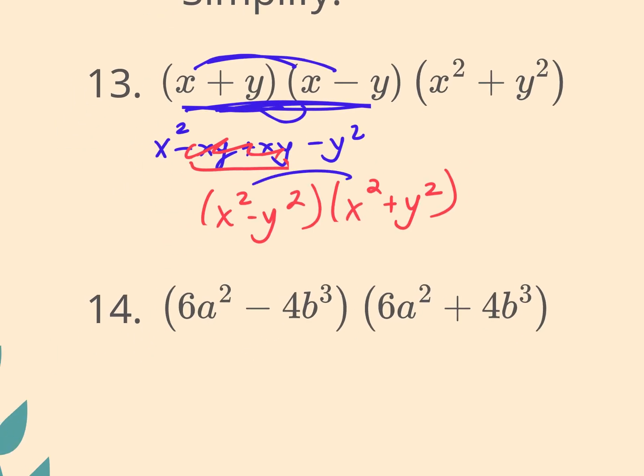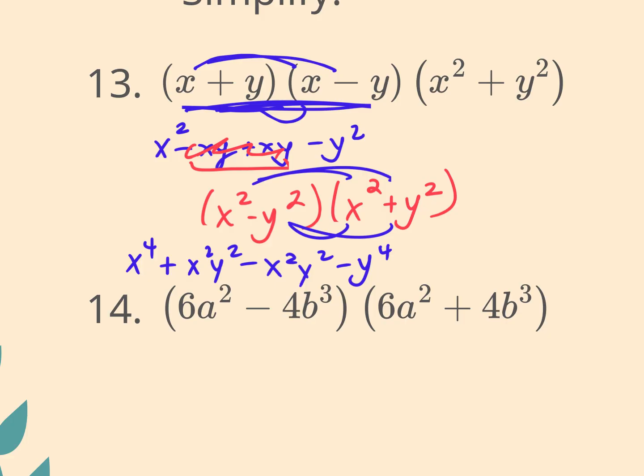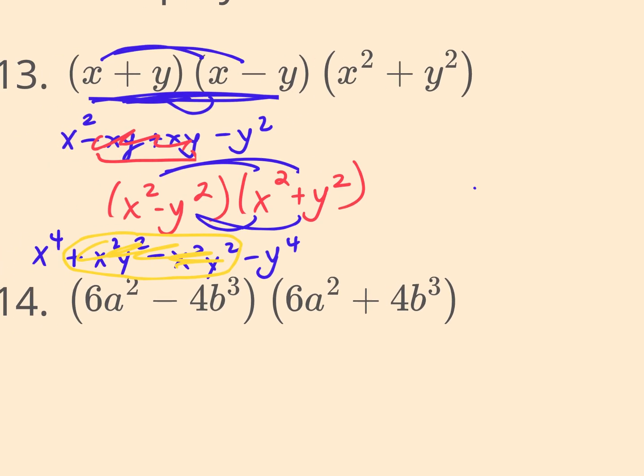What is x squared times x squared? X to the fourth. X squared times y squared, plus x squared y squared. Negative y squared times x squared is minus x squared y squared. And then a negative y squared and a positive y squared is going to give me negative y to the fourth. Guys, what happens right here in the middle? It cancels out. So what are we left with? Just x to the fourth minus y to the fourth.